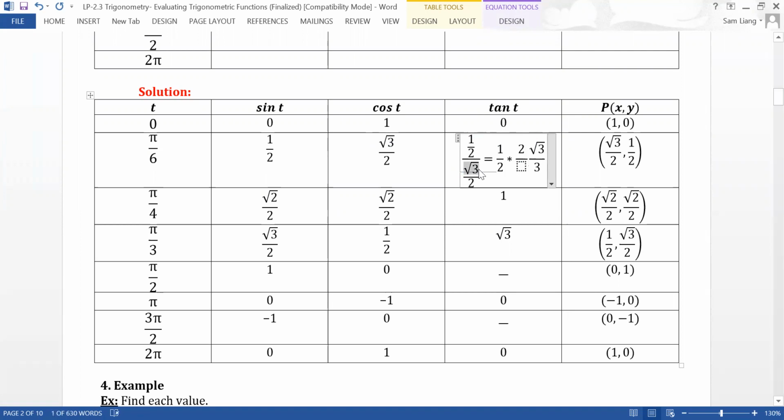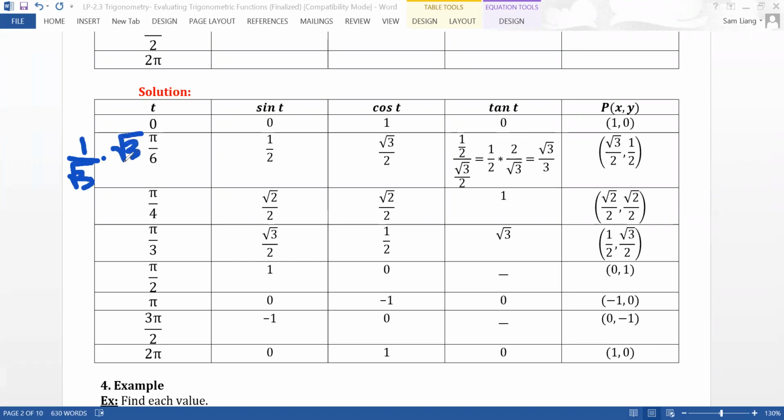And as you'll see, the 2 divides out, and then we'll get 1 over root 3. But if you rationalize that, meaning you multiply by root 3 over root 3, you get root 3 in the numerator, and then root 3 times root 3 in the denominator is 3. So tangent of pi over 6, tangent of 30 degrees, is root 3 over 3.